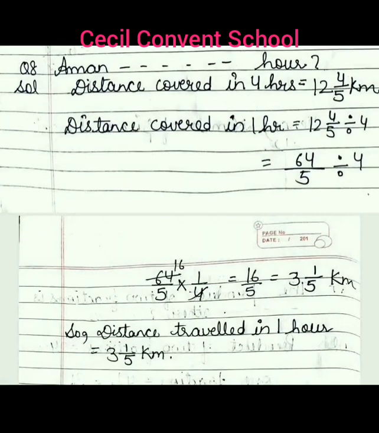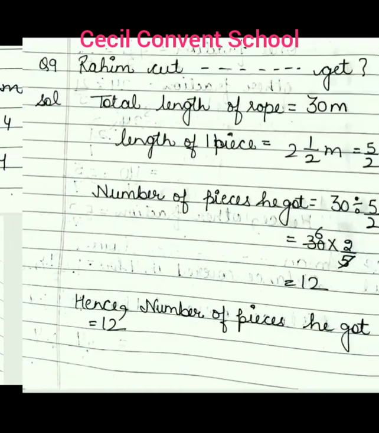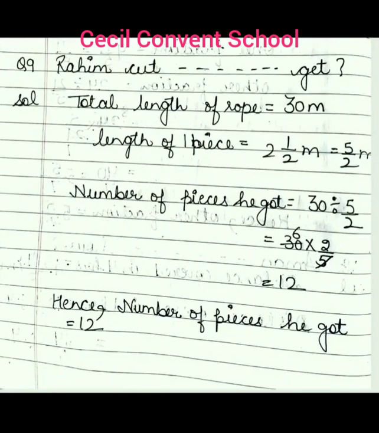Clear? Now student, we do question number 9. Question number 9 is: Rahim cut a 30-meter long rope. Means total length of a rope is 30 meter. Then they said he cut the rope into pieces of length 2 1 by 2 meter each. Means length of one piece is equals to 2 1 by 2 meter, which will be converted in improper form, and answer will be 5 by 2 meter.